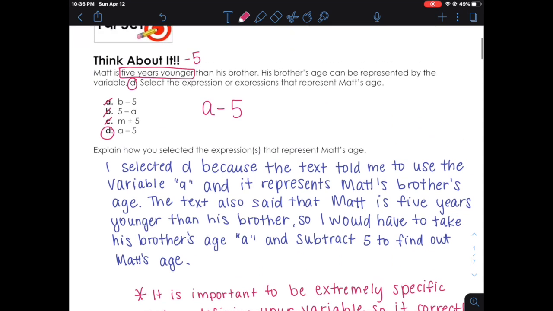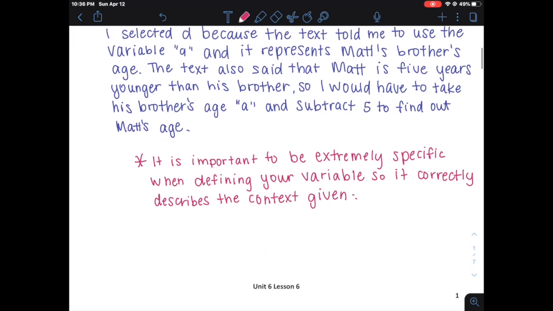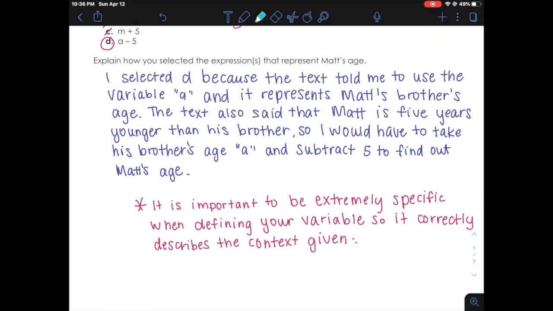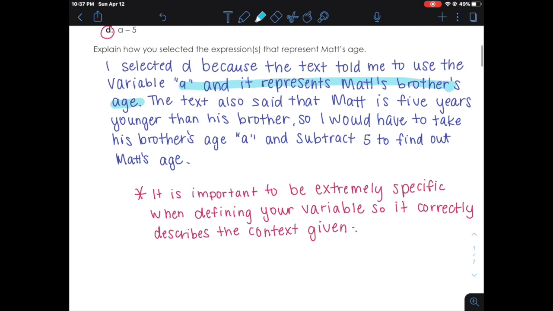So for example, we wouldn't want to say that a is Matt's brother, because then that would mean I would have to subtract 5 from Matt's brother. And does that make any sense? No, that's why we said that a represents Matt's brother's age. We were very specific about what a represented. And if you put that in the context of Matt being 5 years younger than his brother, that makes sense in our story. We're going to take 5 years away from however many years Matt's brother is.